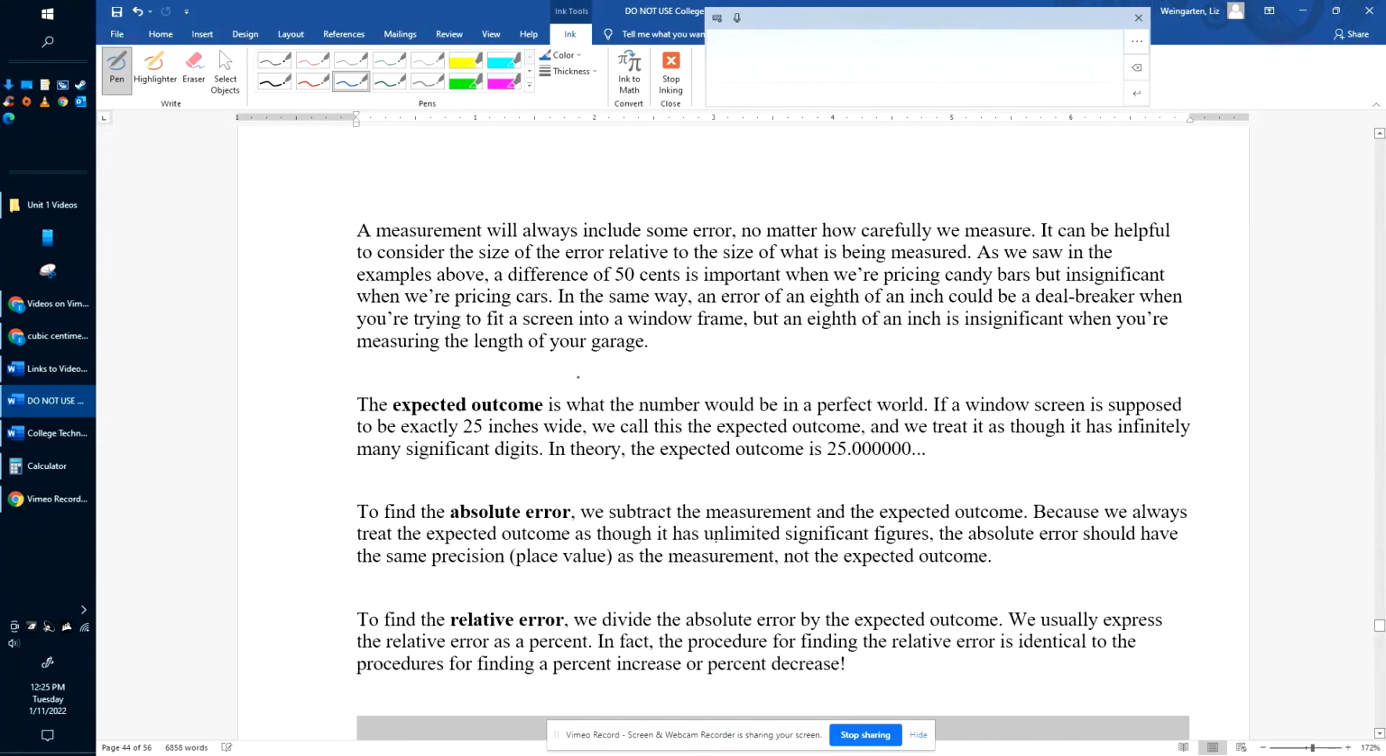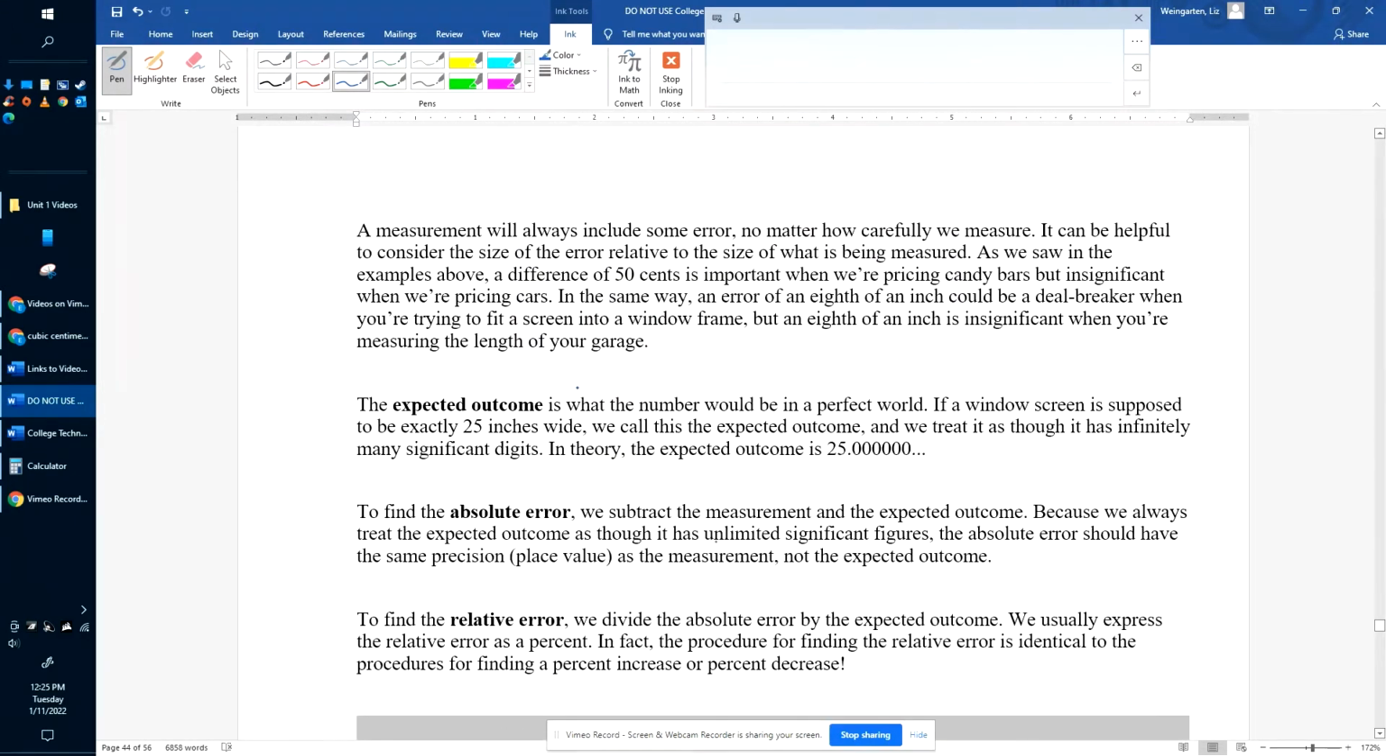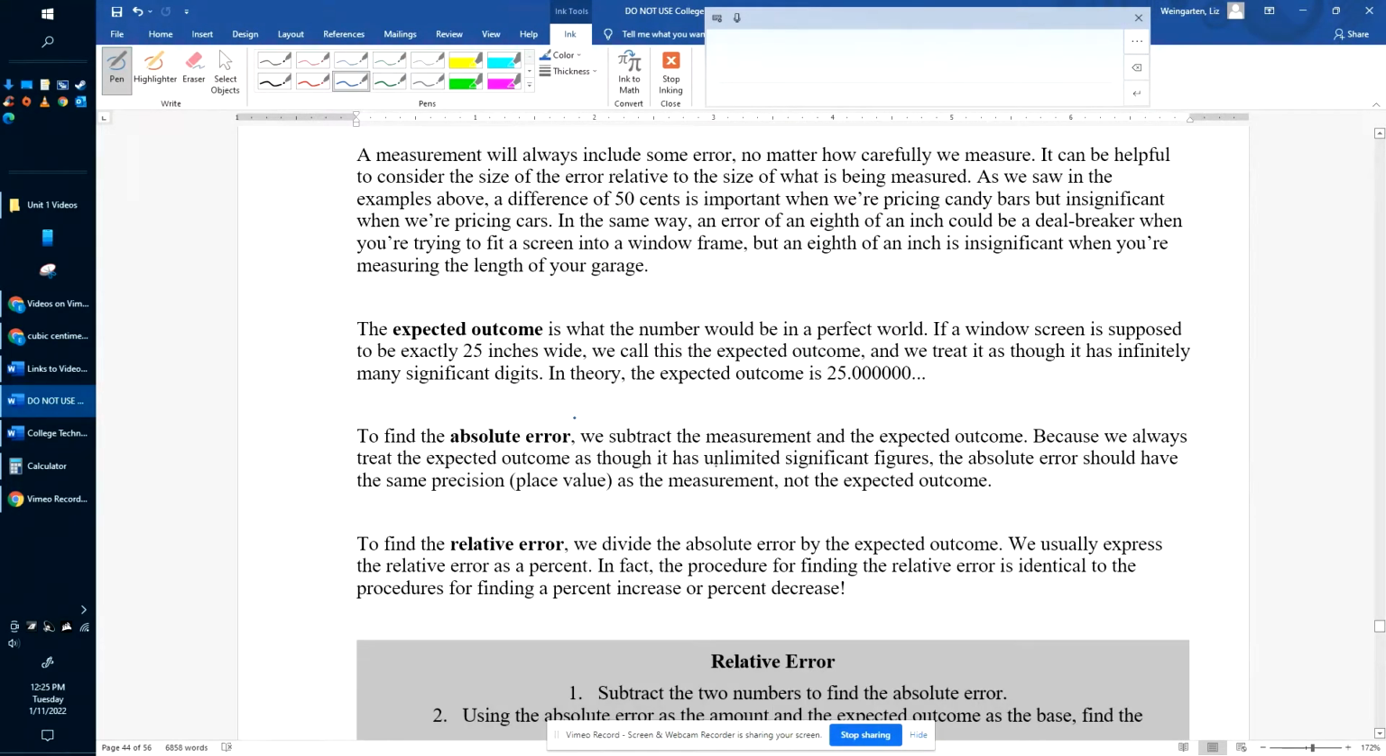So let's take a look at another section. We're going to talk about relative error. We have 3 different vocab words here: expected outcome, absolute error, and relative error. Our expected outcome is what we would think would happen in a perfect world, all things being what they should be, perfection, utopia, what have you.